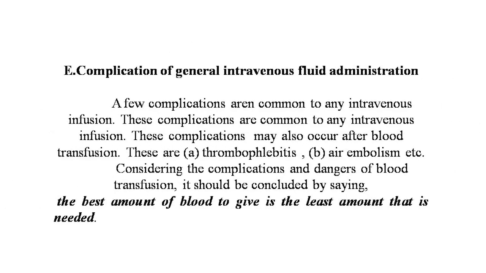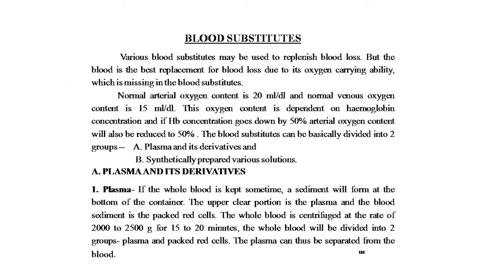Now the next point is complications of general intravenous fluid administration. A few complications are common to any intravenous infusion, and these may also occur after blood transfusion. These are thrombophlebitis, air embolism, etc. Considering the complications and dangers of blood transfusion, it should be concluded by saying that the best amount of blood to give is the least amount that is needed. Now the next point of this lecture is blood substitutes.